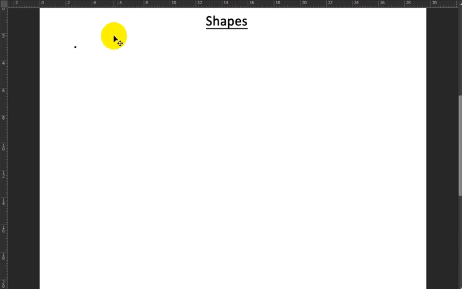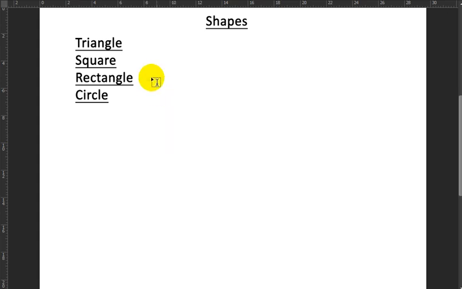So the shapes we talked about again were the triangle. Sorry, I wrote that wrong. Square, rectangle, and the circle. Those are the four shapes we talked about yesterday.